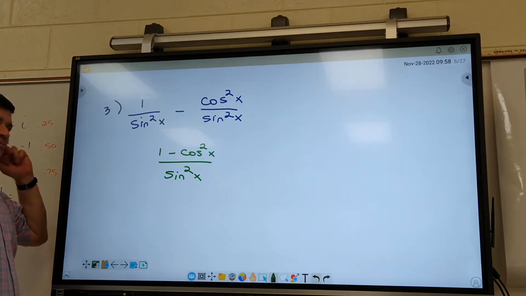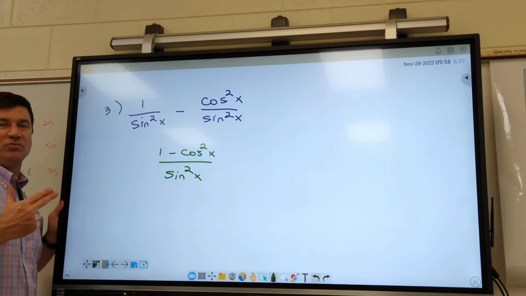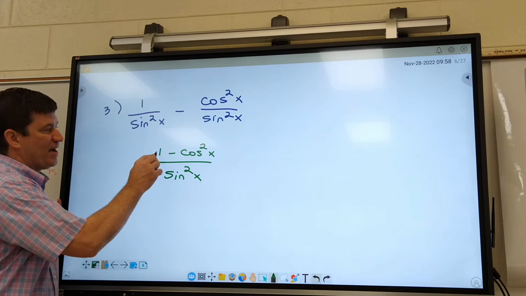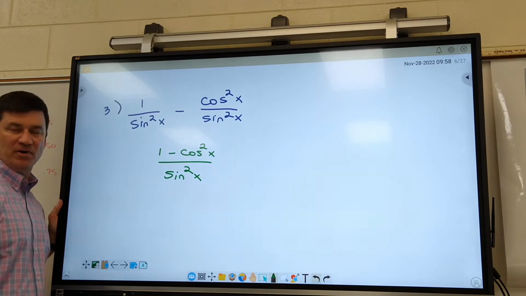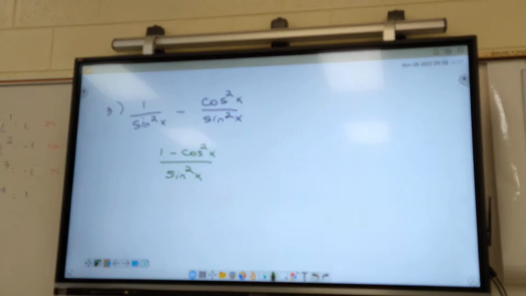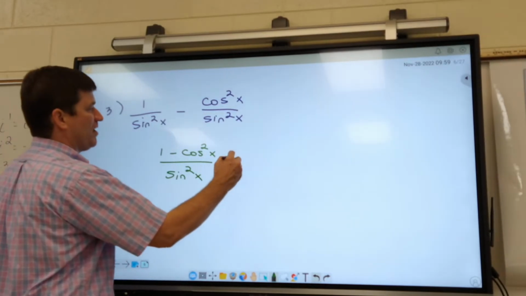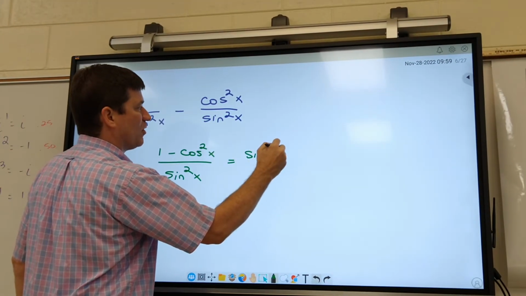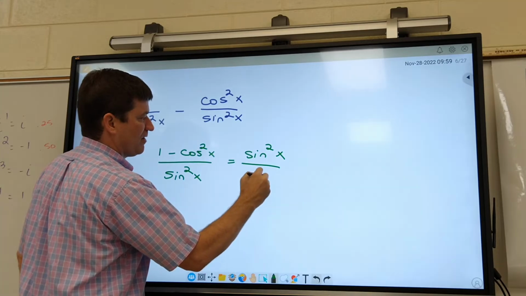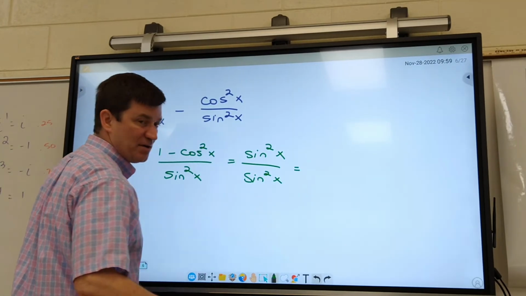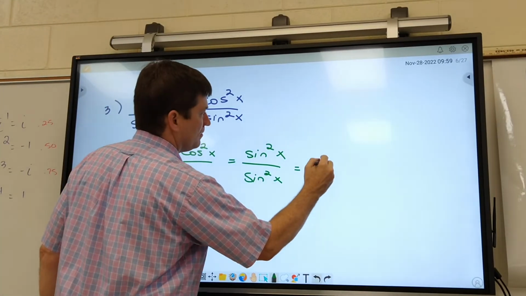All right, so now, Ariana, we're going back to our rules, and we're going to look and see if I can change out 1 minus cosine squared for anything. Sine 2x. There it is. Where's 1 minus cosine squared at? About 1 minus cosine squared, change it out for sine squared. So now look what we've got. We've got sine squared on the top, I've got sine squared on the bottom, so my answer is 1.